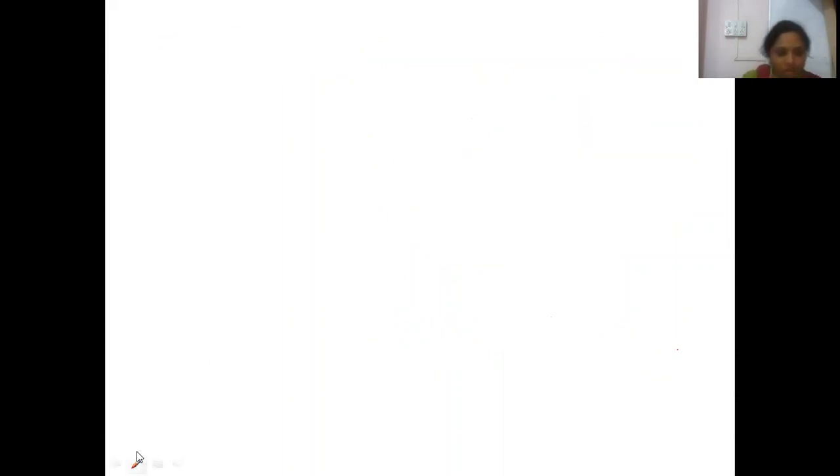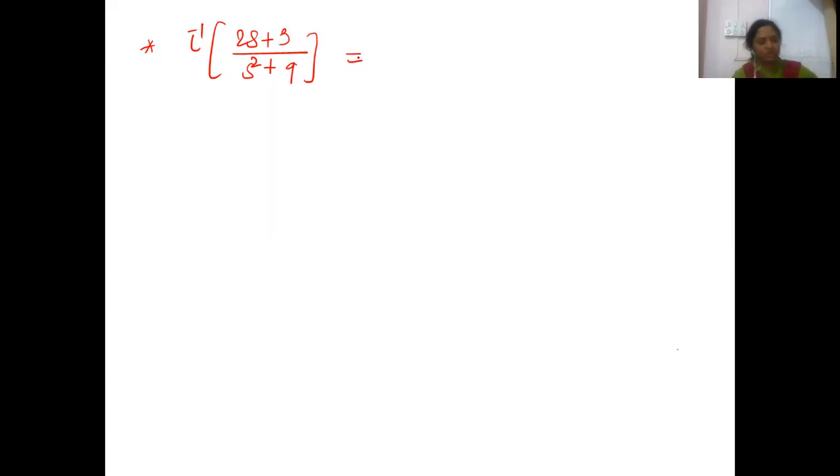So can you solve the next question? Find the Laplace inverse of (2s + 3) upon (s square + 9). Solve it and tell me the answer, please.